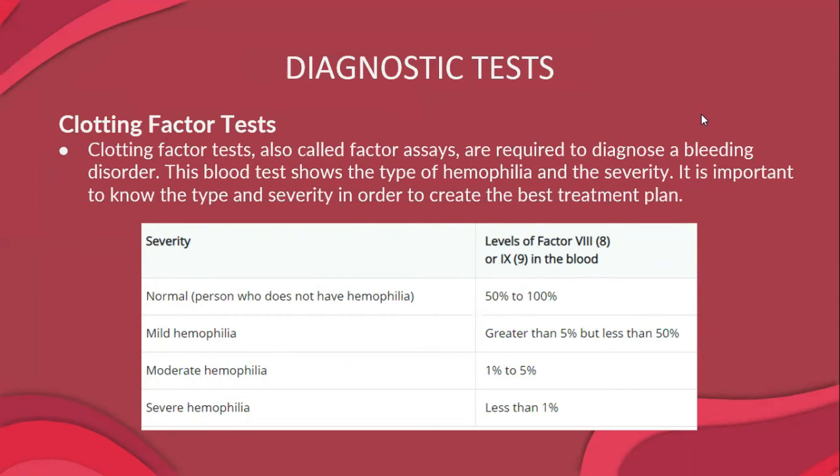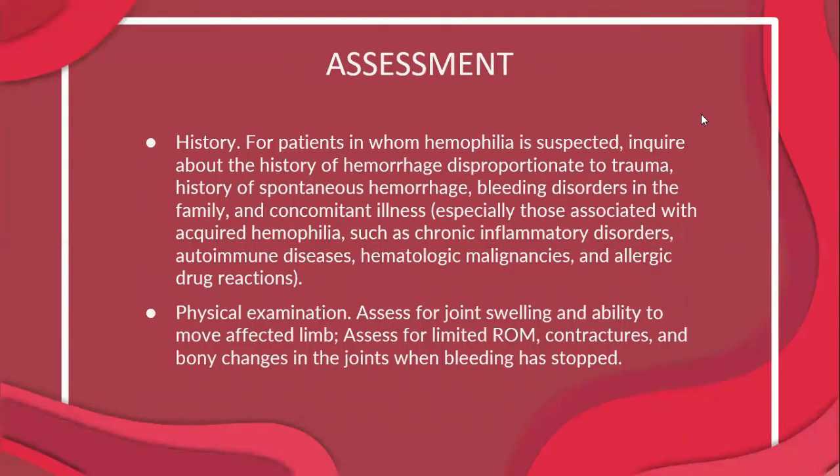For diagnostic tests, clotting factor test or factor assay is required to diagnose a bleeding disorder. This shows the type of hemophilia and severity. So this is a chart as to how to categorize what type of hemophilia the patient has. Other than the clotting factor test, there is also screening test, CBC, activated partial thromboplastin time test, prothrombin time test, and fibrinogen test.